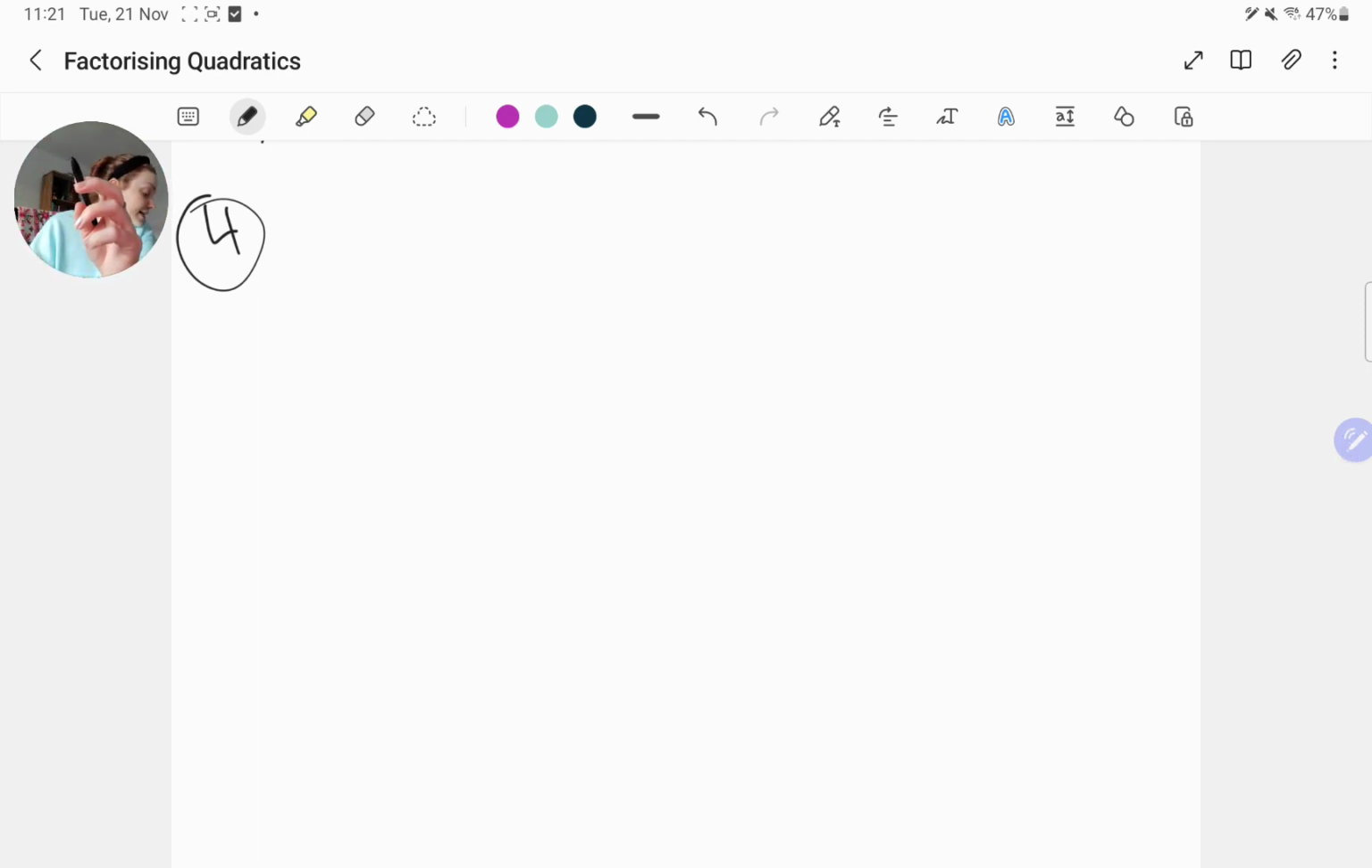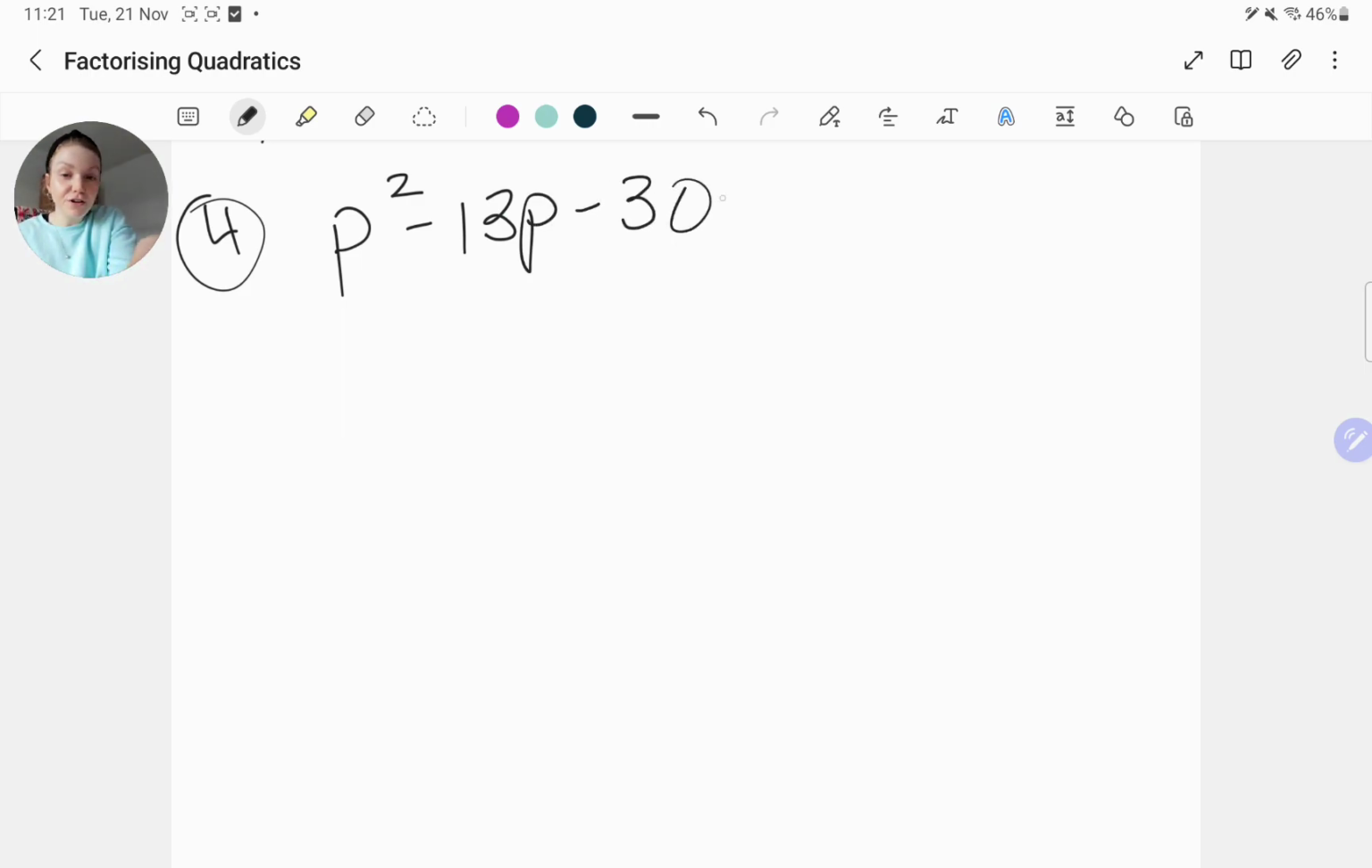So this time let's use p. So we've got p squared minus 13p minus 30 equals 0. Okay, straight away it's a quadratic. It's got our ax squared plus bx plus c.